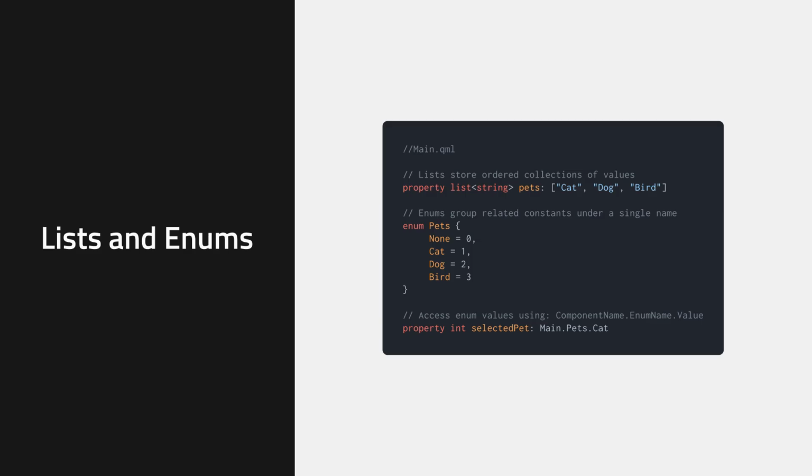The enum and its values must start with a capital letter, and a value can be stored with the int or double type. Enumerations are not separate types in QML but are properties of their surrounding types. We can see this in the example, where we have created an enum in main.qml and initialized the selected pet property.